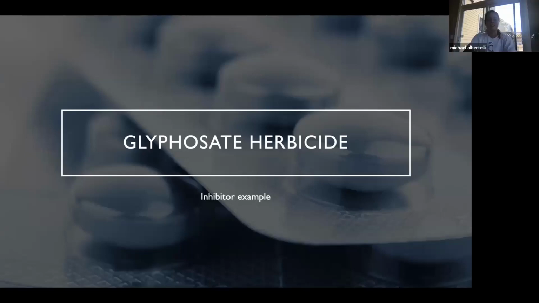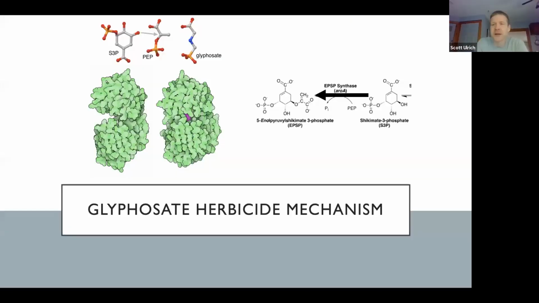Glyphosate, which is the herbicide, is just an inhibitor example. It's Roundup, a weed killer. This is the enzyme, the sixth step that I was talking about that you guys kind of need to remember.